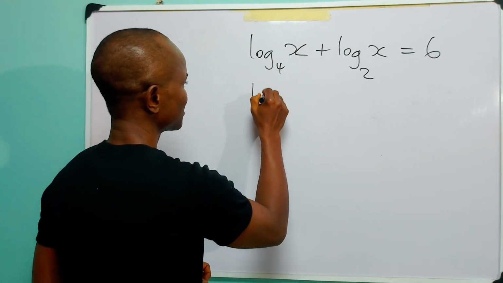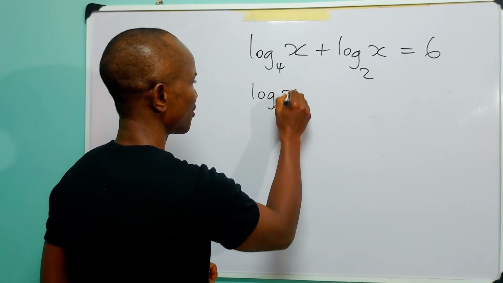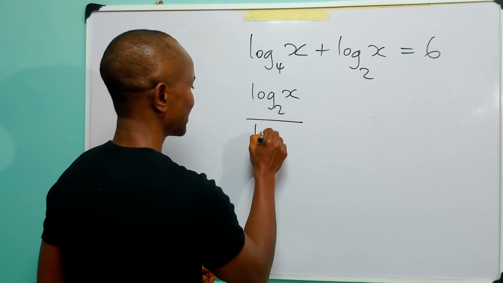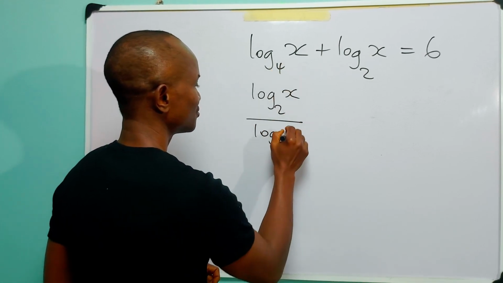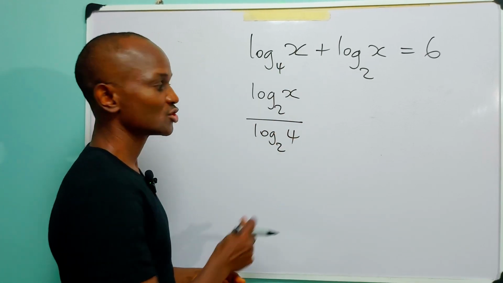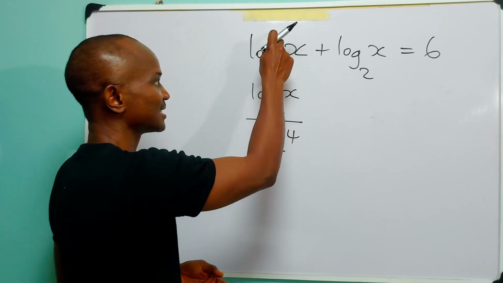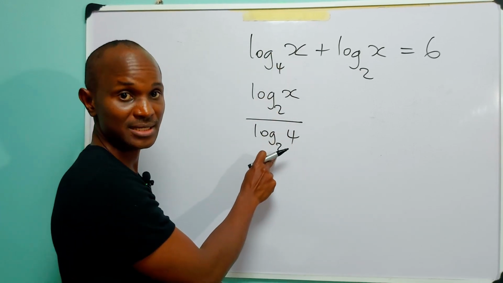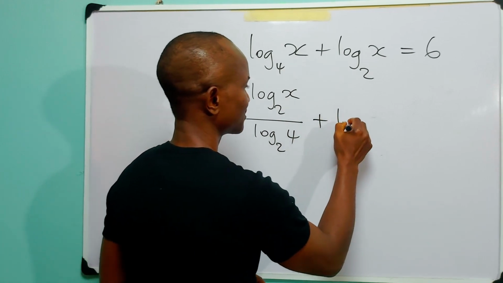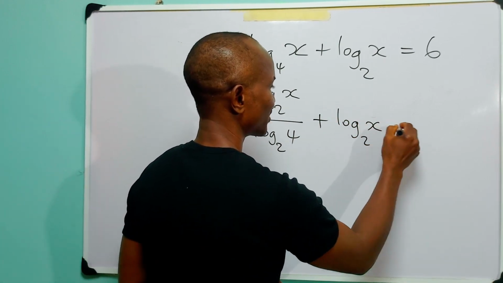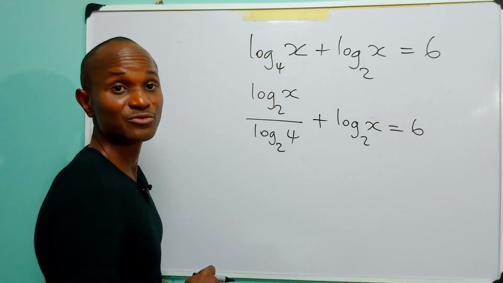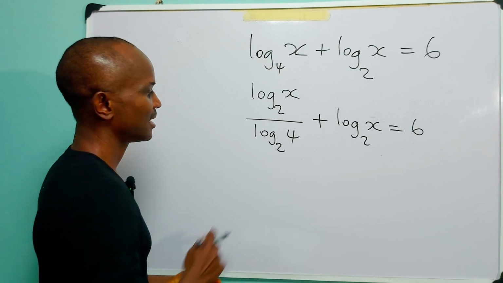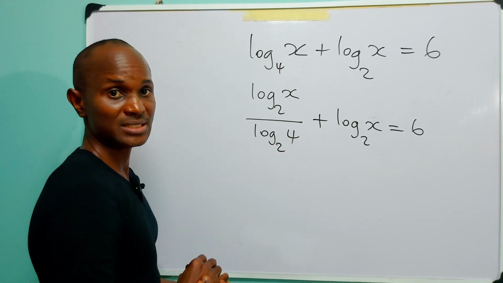This now becomes log to base 2 of x divided by log to base 2 of 4. So in doing this, we have changed the base of this logarithm from base 4 to base 2, plus log to base 2 of x, and everything still remains equal to 6. Now we can evaluate this quantity.